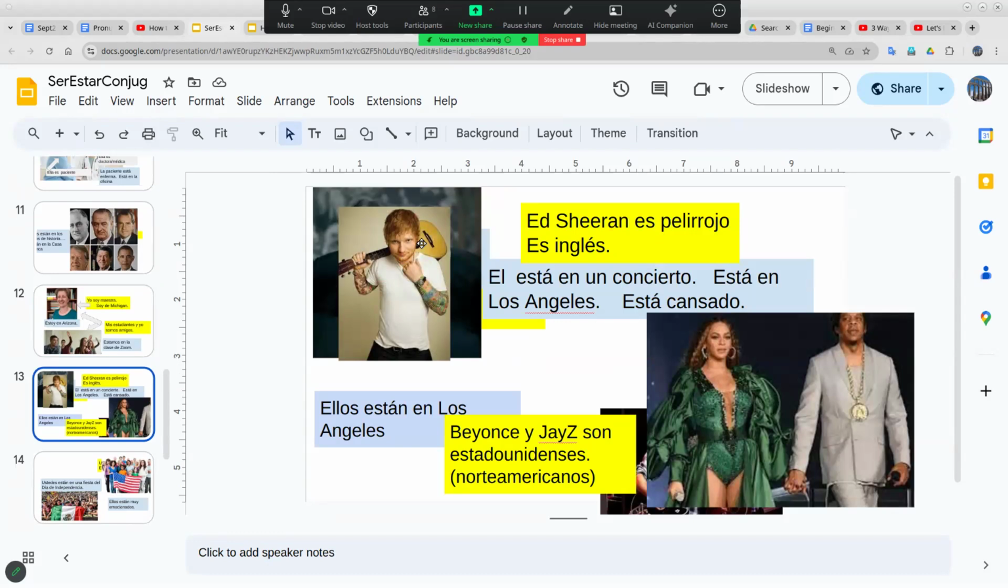Ed Sheeran. He's a singer, if you don't know. It's hard to get cultural things that everybody knows, who these people are. Yeah. Ed Sheeran, he is a singer. You can tell because he's got a guitar slung over his back, right?